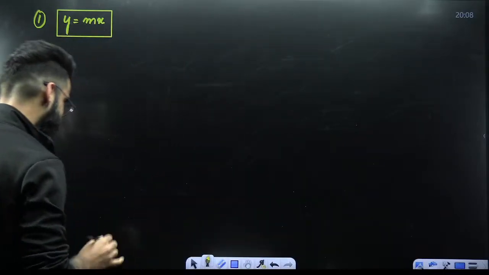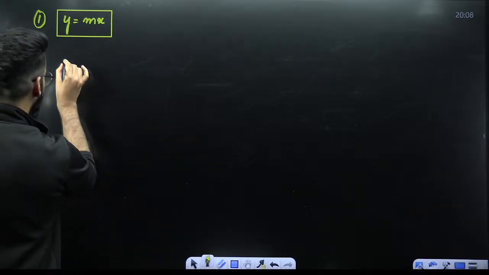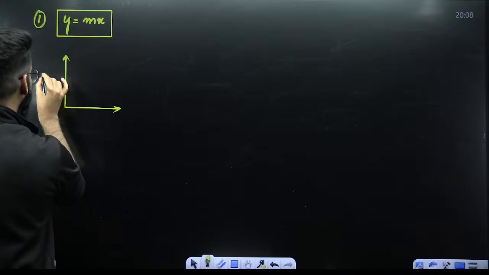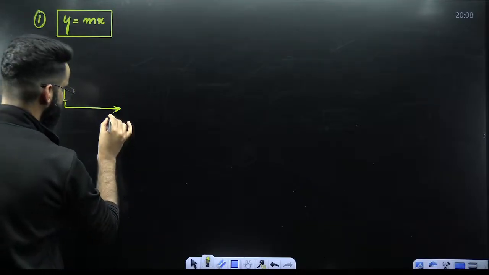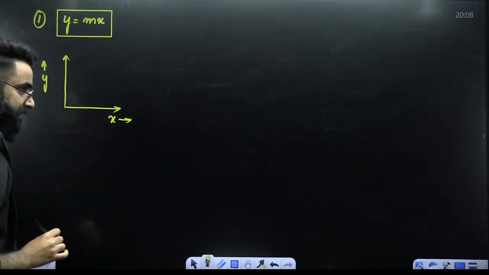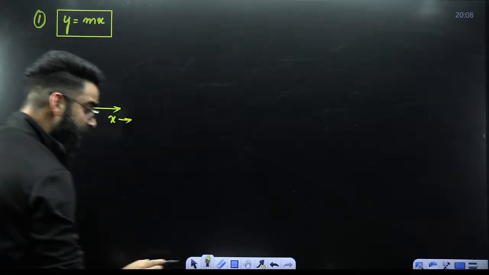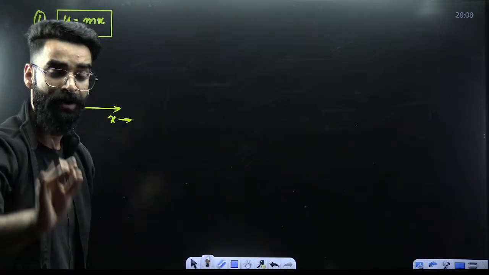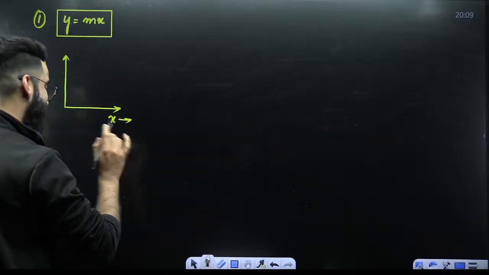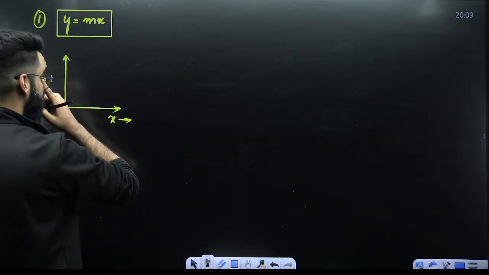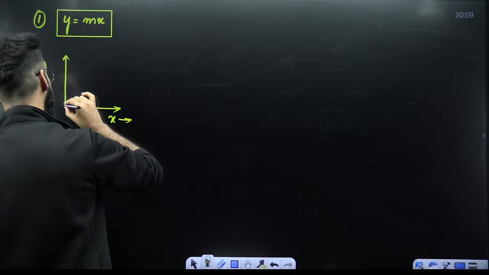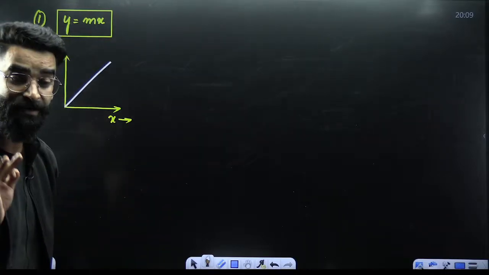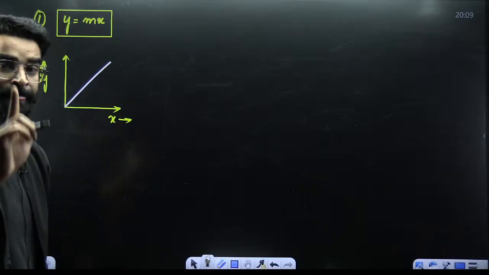My dear students, remember, whenever you need to plot a graph between y and x, for the equation y = mx, you must be knowing, or if you do not know, remember from now onwards, the nature of the graph is going to be the straight line passing through the origin.